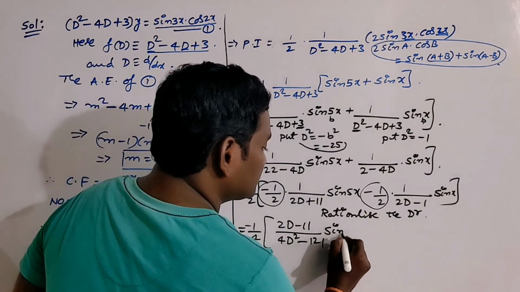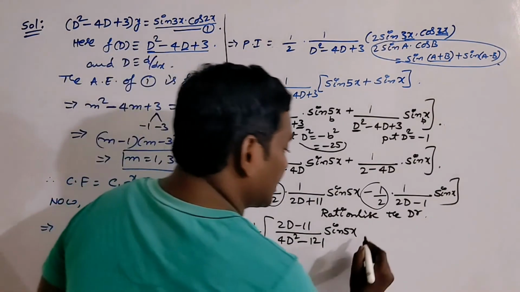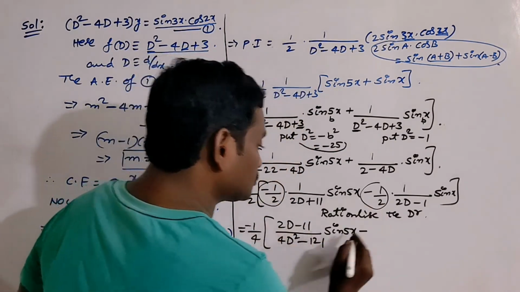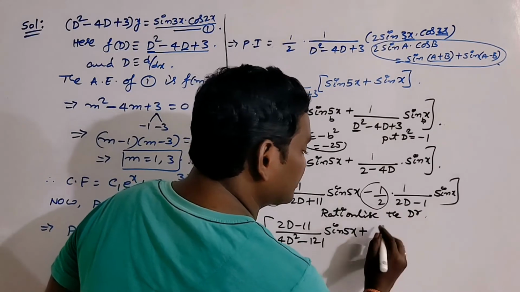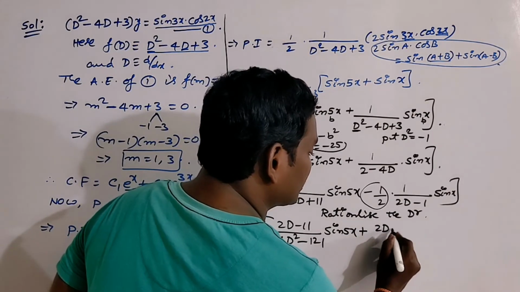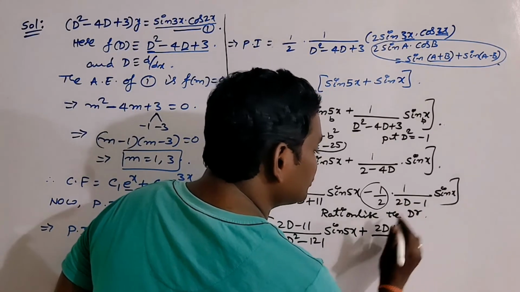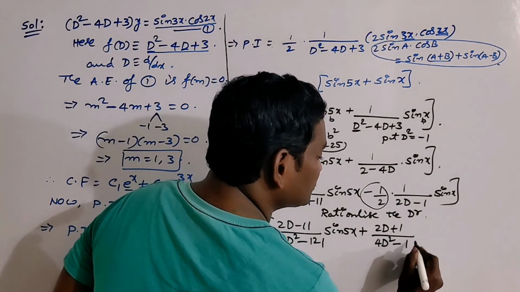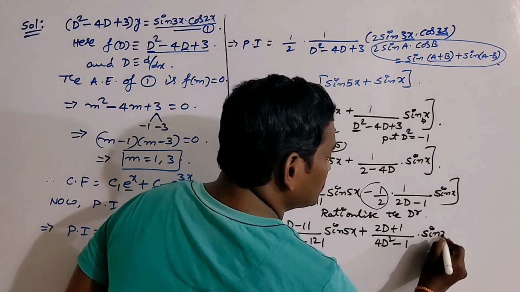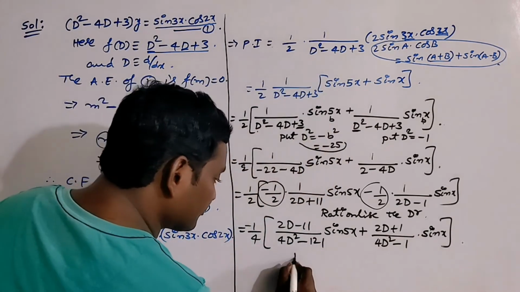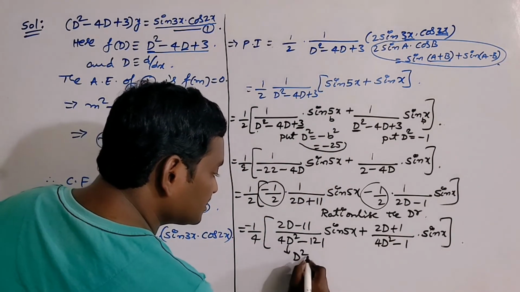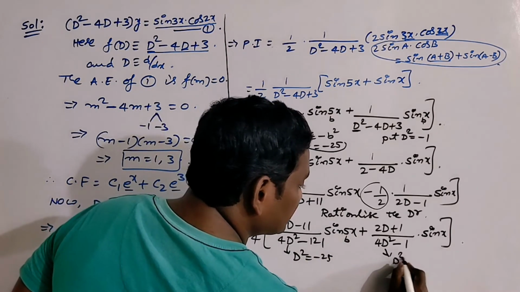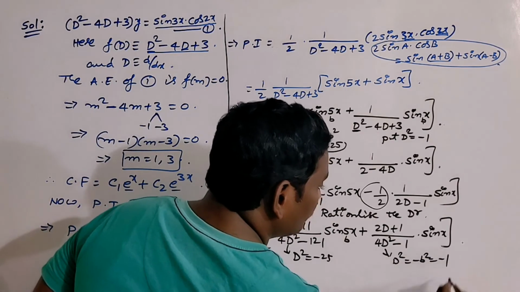Okay. Sin 5x minus, already minus is the common term, so you will get positive. Here rationalize factor is 2d plus 1. So 2d minus 1 into 2d plus 1. So 2d whole square. It would be 4d square minus 1 into sin x. So again here we saw d square. In this part d square is equal to minus 25 because b value is 5. Here d square is nothing but minus b square. It would be minus 1.